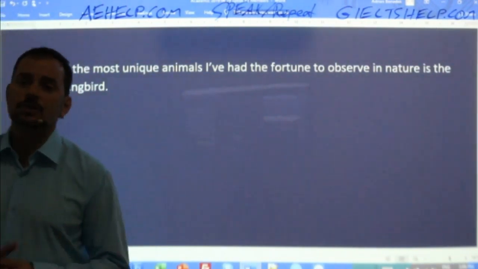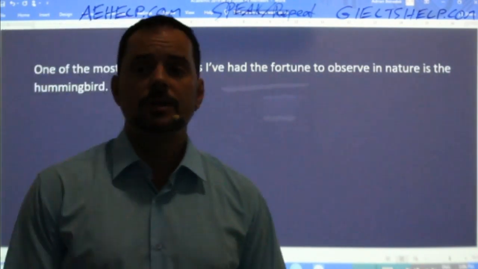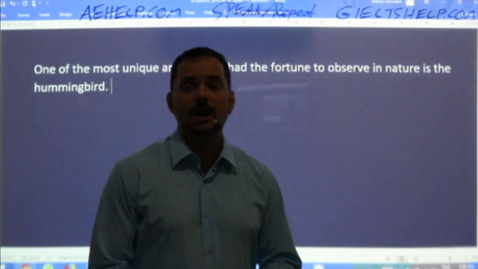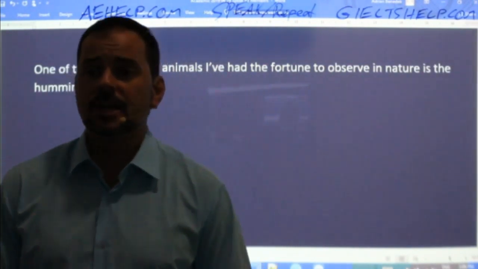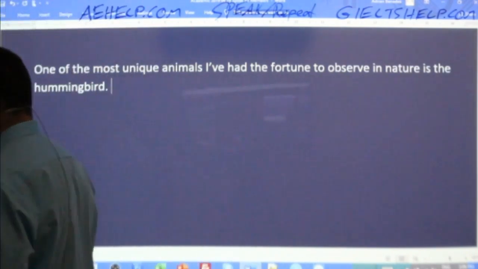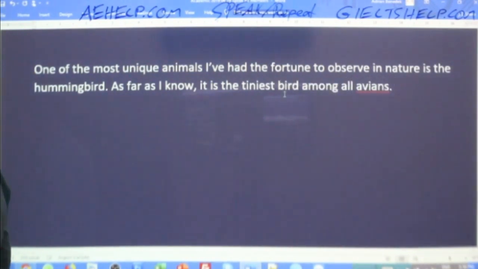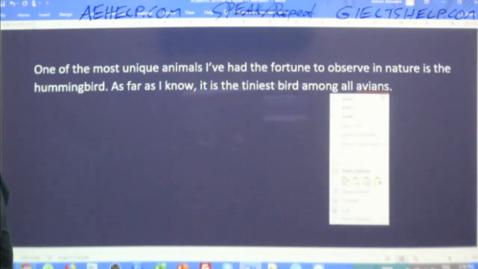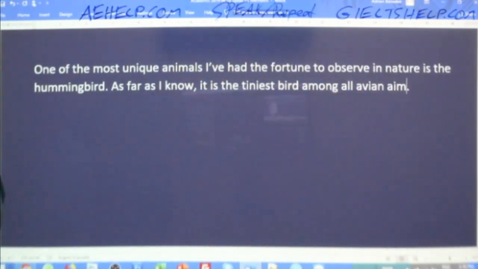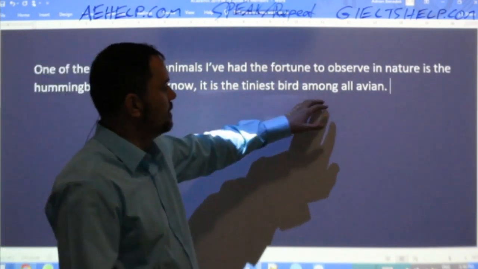So right away, we want to describe its appearance, and definitely one of the most characteristic aspects of the hummingbird is its size. That's right, Preeti, its size and its characteristics, what it looks like. Yes. As far as I know, it is the tiniest bird among all avian. Among all avian. I guess there's no plural for that one.